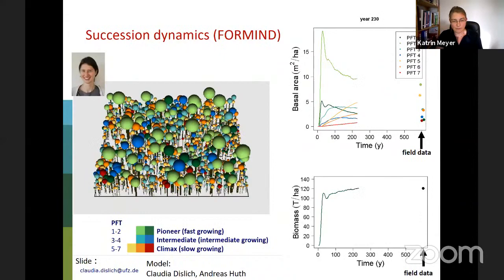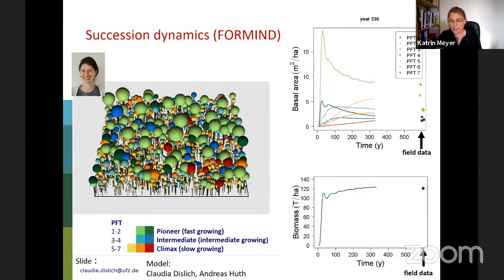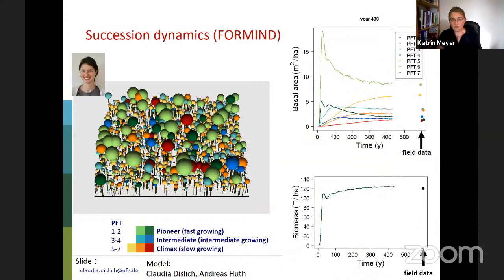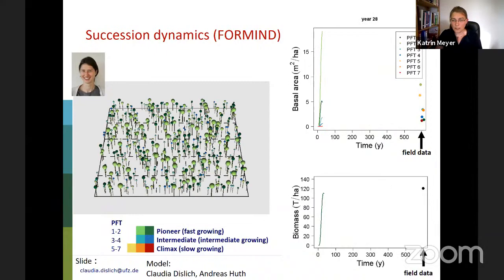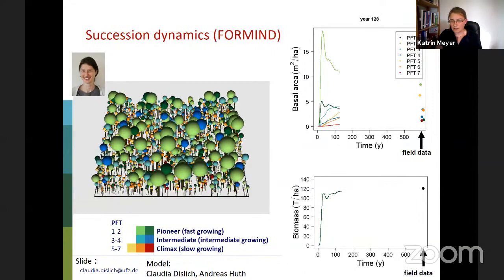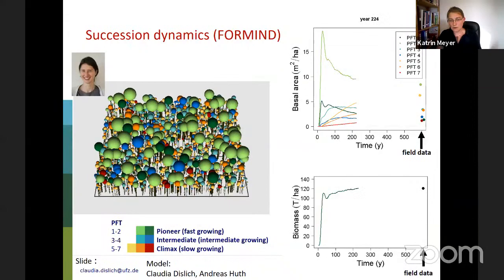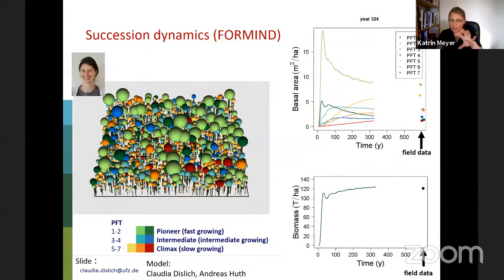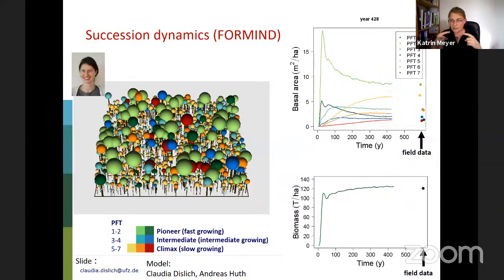And if we now look at the top right, you see that the simulations always start with very few individuals with very little basal area at time zero. So you see here the basal area over time. And you see the colored dots at the end of the timeline, that's the field data. That was actually measured in the field in Ecuador. And you see that even though in the beginning the basal areas of the different plant functional types didn't really fit with the field data, it approaches it very nicely at the end.